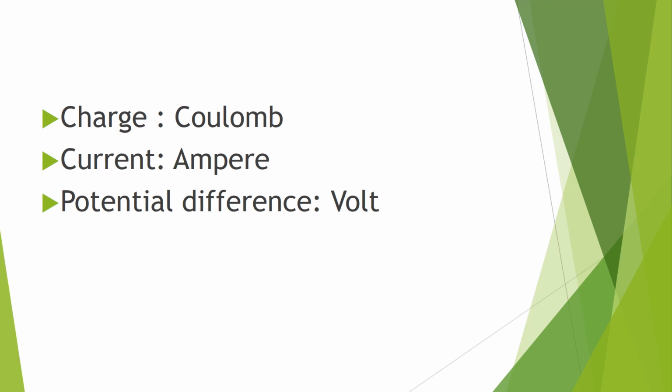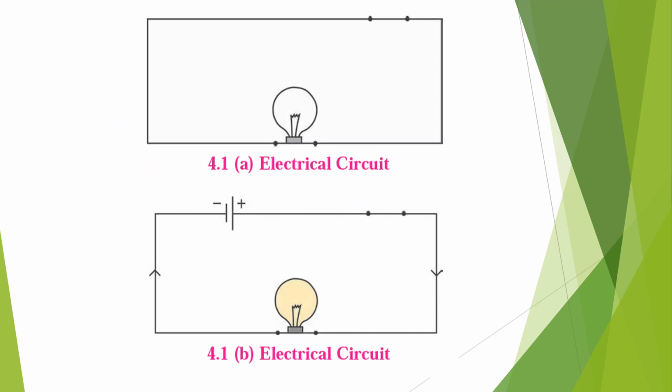So for electricity to be generated, there need to be two things. One is moving charge, because of which current will be generated, and the other is potential difference. So current and potential difference are the two things which are very important for electricity to be generated. This is a picture which is taken from your textbook. If you look at 4.1a, that shows a copper wire which is simply connected to a light bulb.